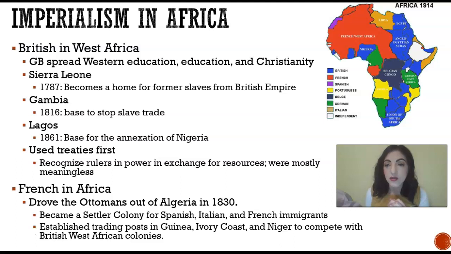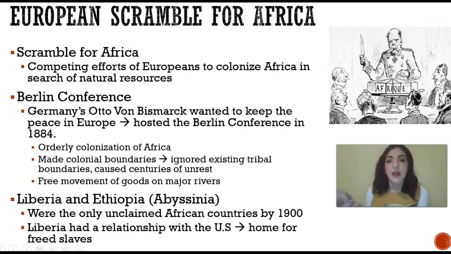So it will be an entire scramble for Africa. The French in Africa will drive out the Ottomans of Algeria, which is in northern Africa, in 1830. It's going to become a settler colony for lots of immigrants from Spain, Italy, and France. The part that has a lot to do with that is that it's in the north part of Africa. And if you're on the most southern tip of Spain and Portugal, you could probably see North Africa. So it's very, very close. They're going to establish trading posts in Guinea, the Ivory Coast, and Niger to compete with British West African countries.